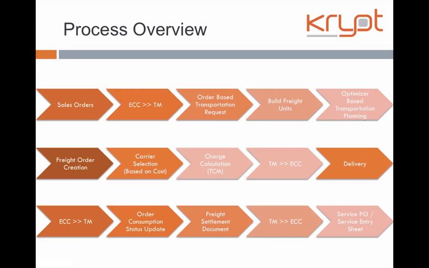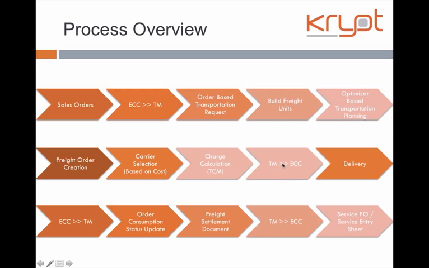Eventually, the result of this optimizer based transportation planning is a freight order creation, and then I would show you how carrier selection is done. In this case, carrier selection is done based on cost. The cheapest carrier would be selected, and then you'll also see the charge calculation, where are the charges for this particular transportation leg.